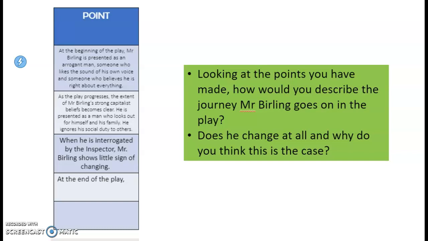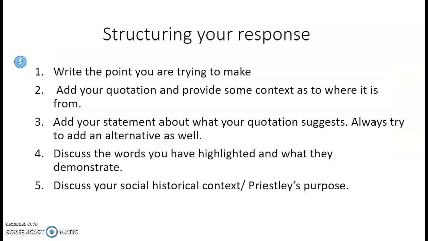Okay, hopefully you've managed to get that done, guys. What we're going to focus on now is, well, what does an actual paragraph look like? How do we structure this? Now, it would be beneficial for you to get these ideas down, either write them down or take a picture and print it out, whatever suits you best. But these are kind of the stages and how you would structure a response to An Inspector Calls.